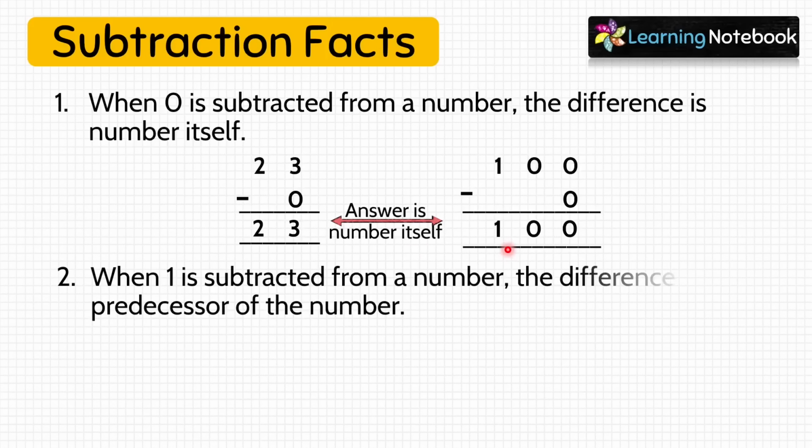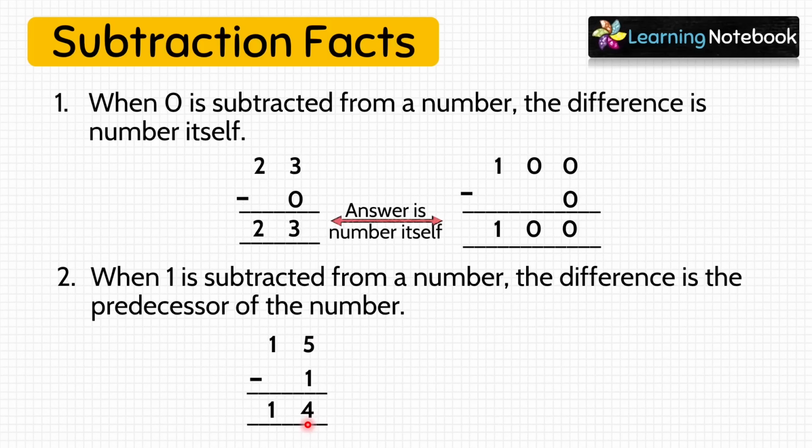Next subtraction fact. When 1 is subtracted from a number, the difference is the predecessor of the number. So here students, this fact is saying, whenever we subtract 1 from any number, the answer which we get is the predecessor of the number. What is predecessor? The number before.